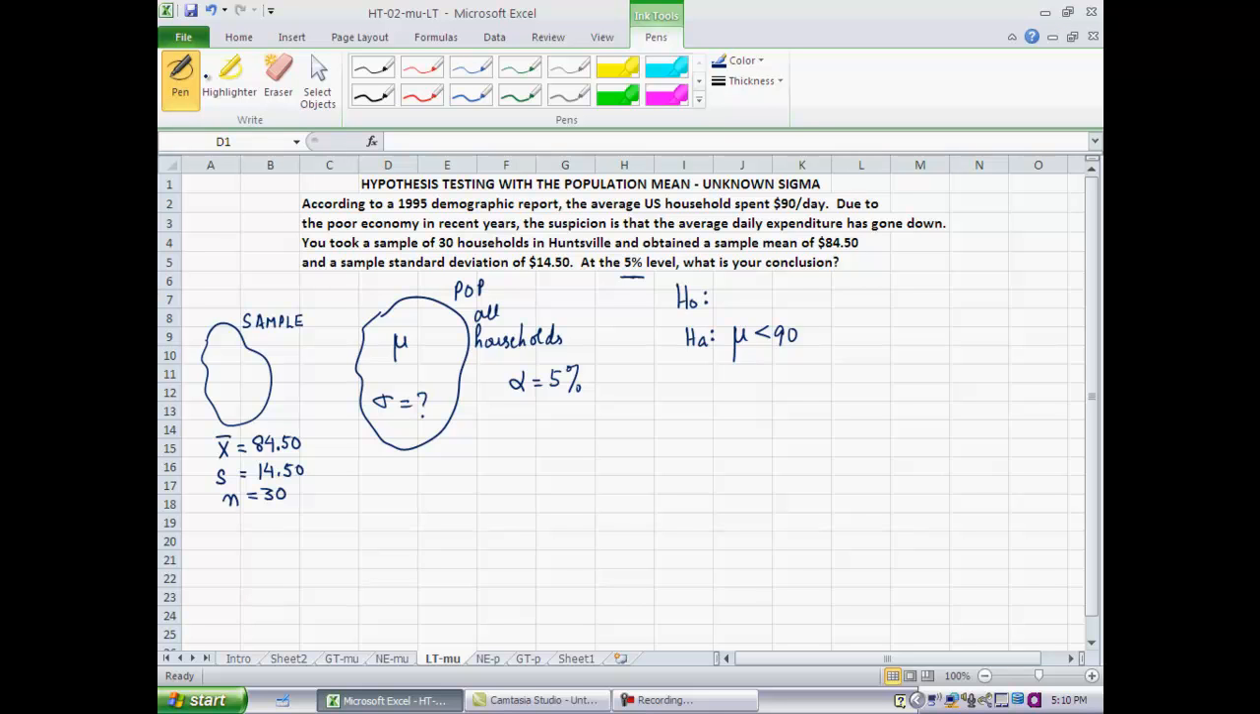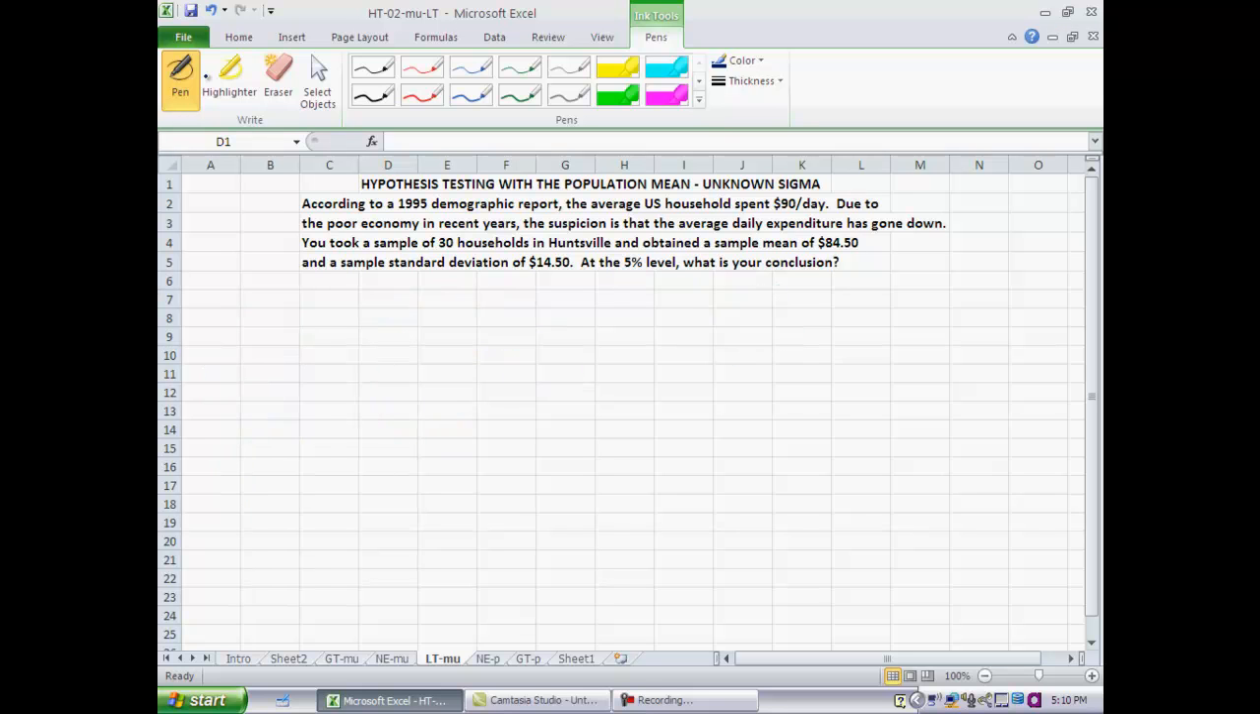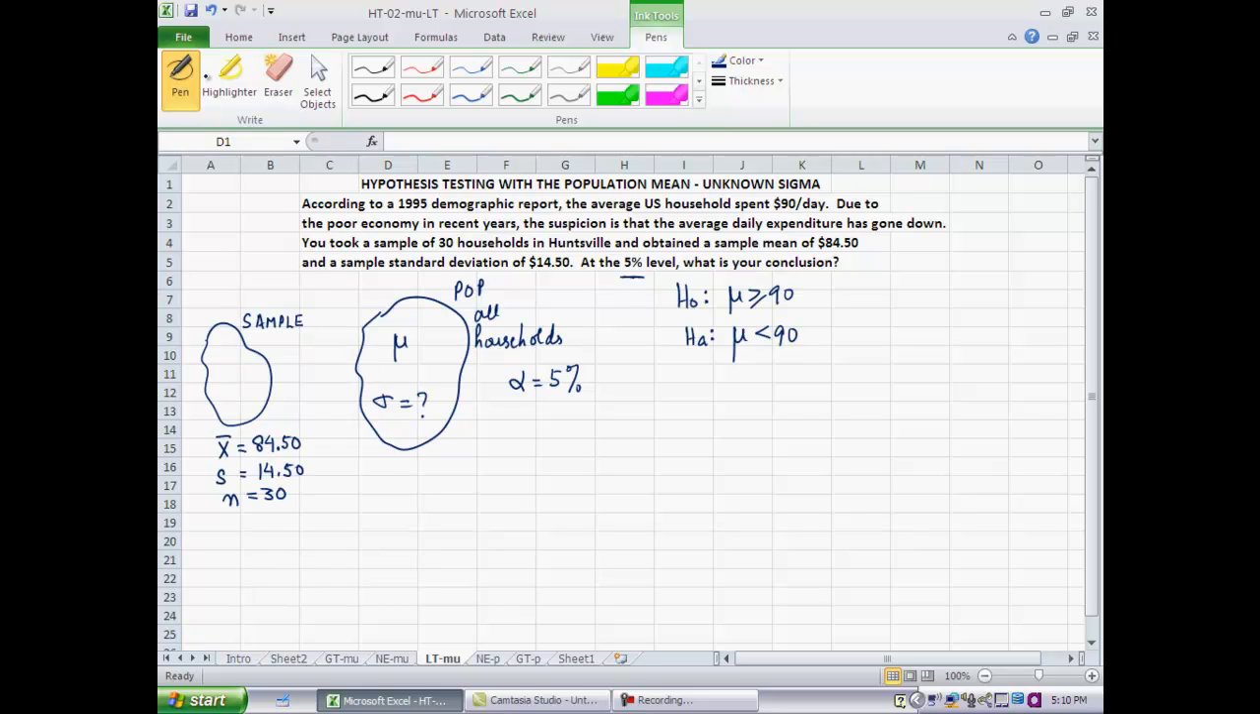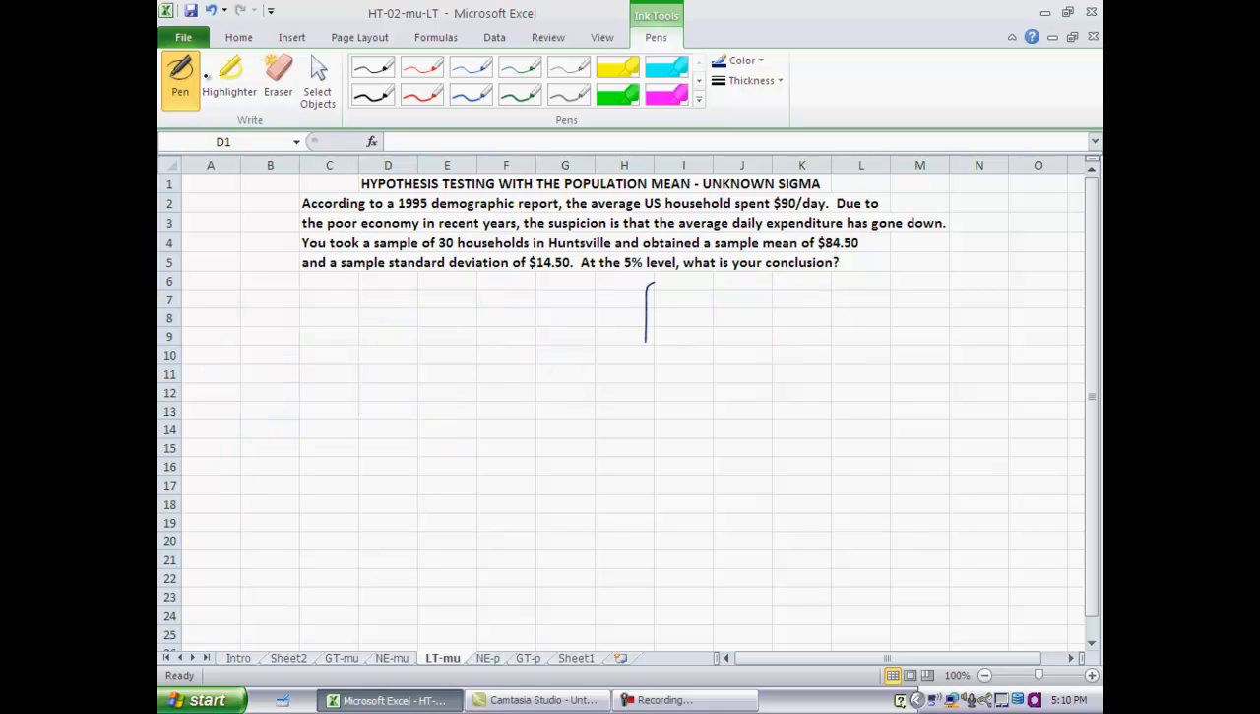Okay, so once I set up the alternate, mu is less than $90, then of course the only thing that's left for the null is mu greater than or equal to 90, because remember, when you put the null and the alternate together, those two claim and counterclaim together must account for all possible values of the population parameter in question, which is the mean. So we have our claim and counterclaim in place.